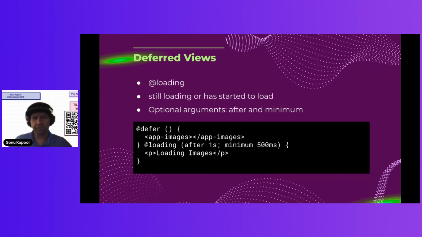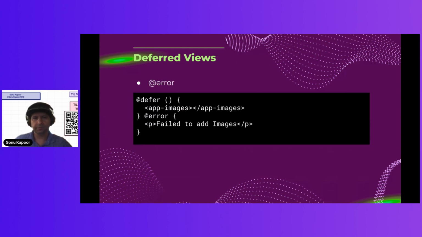So here, for example, we're telling the block to wait at least 1 second before displaying the loading content and show it for at least 500 milliseconds. So this is a technique used to avoid any flickering that could appear because the content is very quickly loaded. And then there is the error block. So this error block can be used when the deferred loading fails. Again, similar to the placeholder and loading blocks, the content inside that block is not lazy loaded.